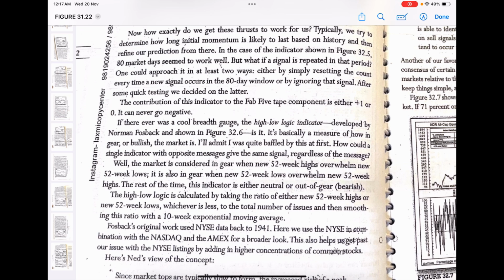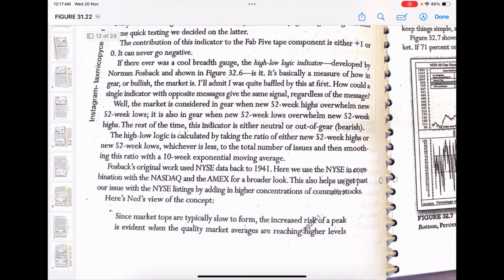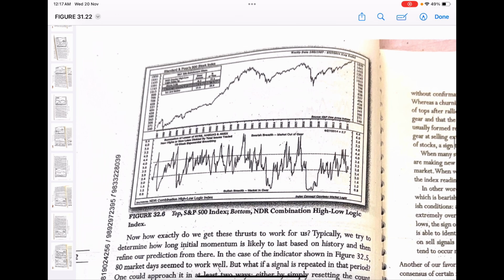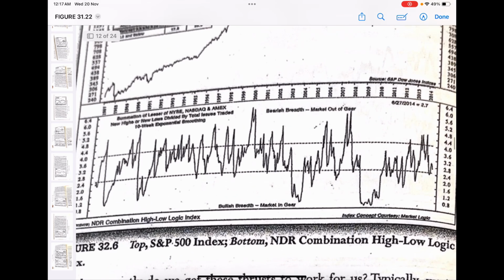The contribution of this indicator to the Fab 5 component is either plus 1 or 0, it can never go negative. If there was a cool breadth gauge, the high-low logic indicator developed by Norman Fosback is shown in figure 32.6. So in figure 32.6, we have the indicator over here. Okay.